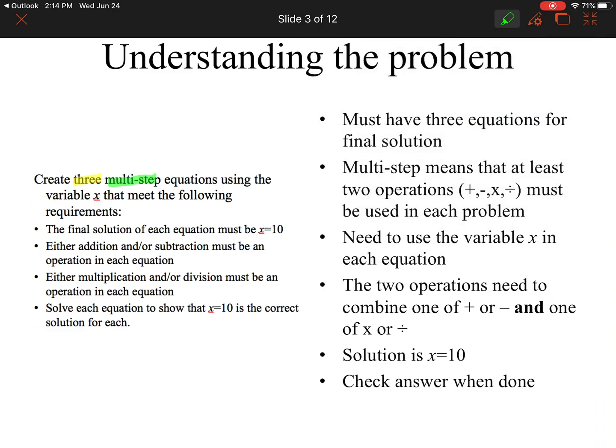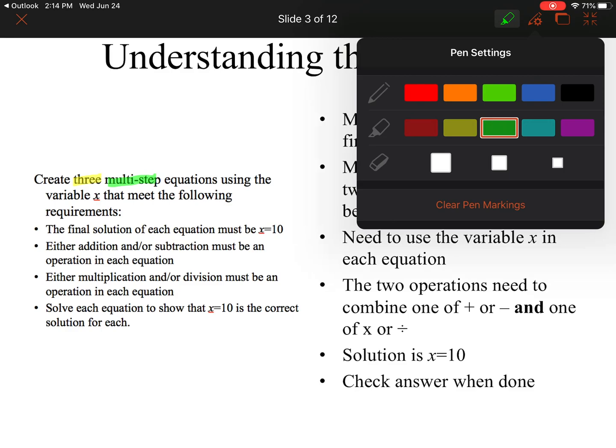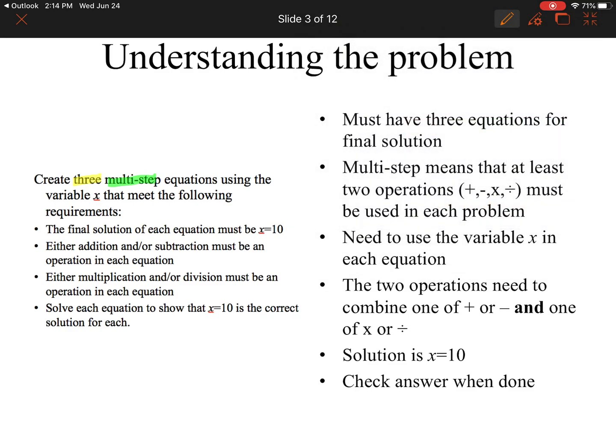Multi-step is also a very important part. Multi-step means that we have to have more than one step. So for example, if we had like x plus 2 equals 12, that's just a 1-step equation. So that actually wouldn't work for this. We need to have at least 2 steps, which means we have to have at least 2 operations. And that part kind of goes hand in hand with the second and third requirement, because it requires that we have one of addition or subtraction and one of multiplication or division. So right there it's saying we have to have those 2 operations.